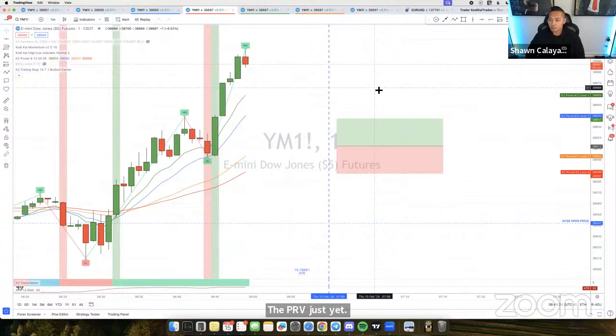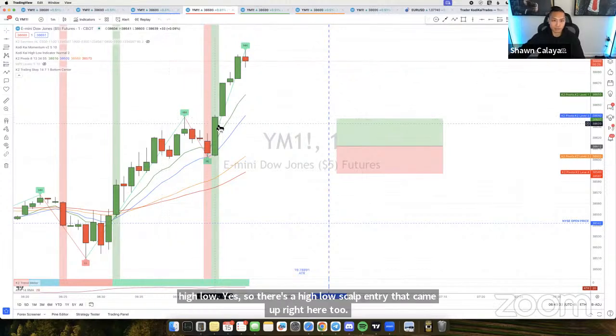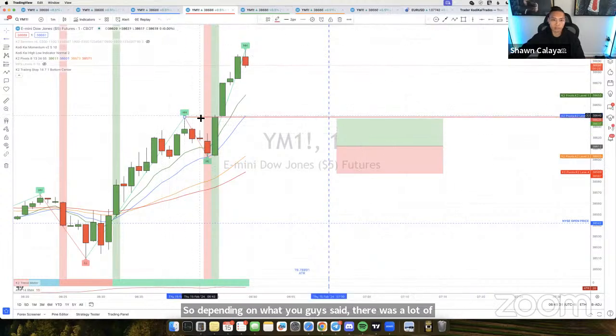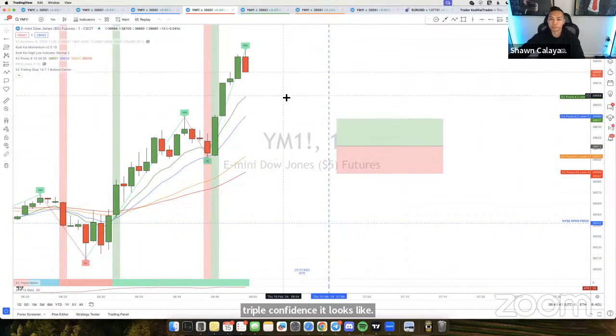Yeah, C6 said it was also an original high-low. Yeah, so there's a high-low scalp entry that came up right here too. So depending on what you guys said, there were a lot of entries off this candle right here. This was actually a triple confluence, it looks like. Not quite. It was close to it, but not quite. Pretty close.